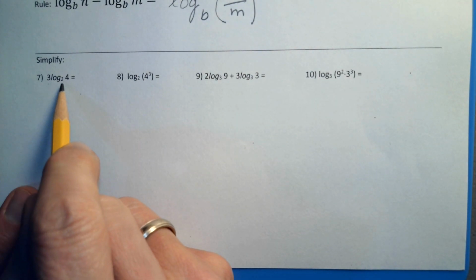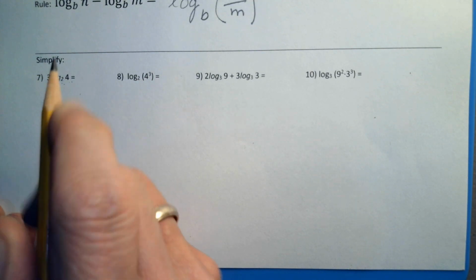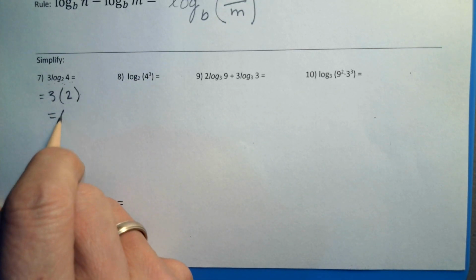All right, 3 times log base 2 of 4. So log base 2 of 4, that's just 2. So this is equal to 3 times 2, which is 6.